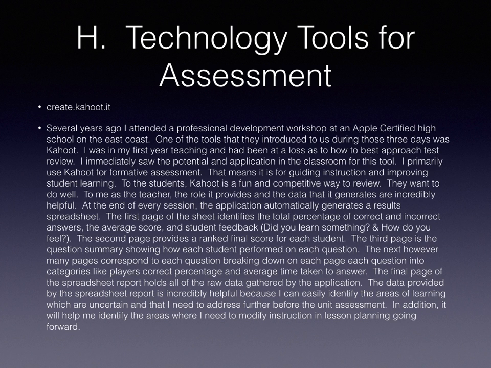At the end of every session, the application automatically generates a results spreadsheet, which I'll walk through the next couple of slides. The first page of the sheet identifies the total percentage correct and incorrect answers, the average score, and the student feedback. Did you learn something? And how do you feel? The second page provides a ranked final score for each student. The third page is the question summary showing how each student performed on each question.